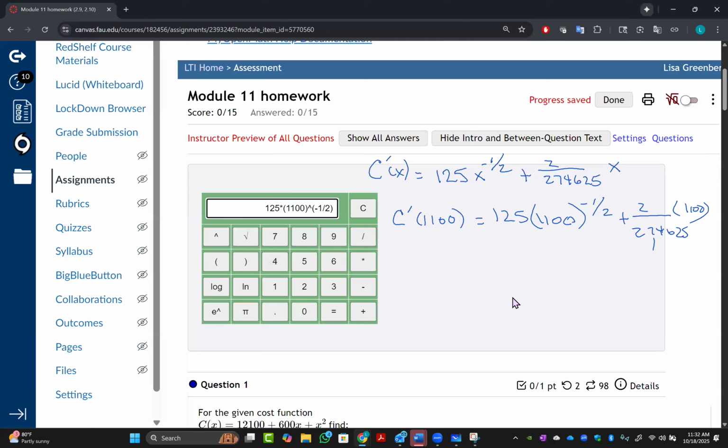Oh, yeah, I get that. Because otherwise it might just say to the power of negative 1 and then divide all of it by 2. So how come you didn't include that in the parentheses of the 1100? Like, how come you didn't put the caret on the inside?